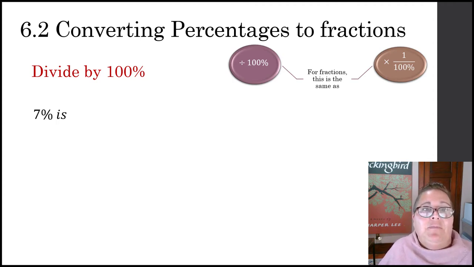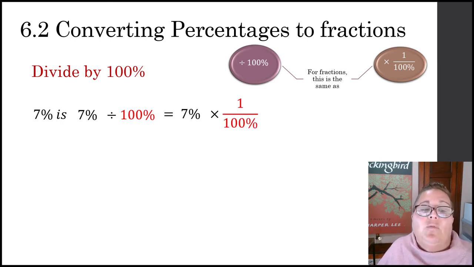So here's what that looks like. If I had 7% and I want to convert this to a fraction form, I'm going to do 7% divided by 100% because I'm taking off the percent sign, except I'm going to write it in fraction form, which is 7% times 1 over 100%. This is going to give me 7 over 100. 7 times 1 is 7, 1 times 100 is 100. My percent signs would cancel out, leaving me with just 7 over 100.